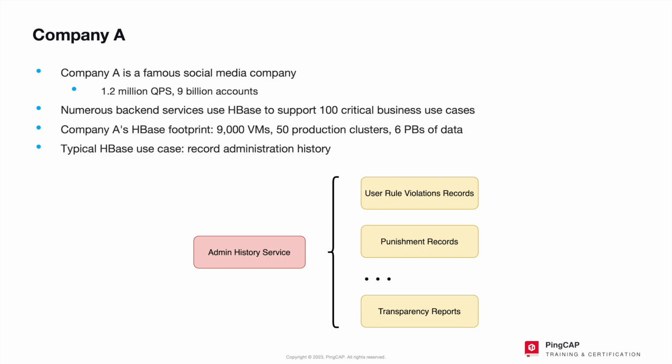One of the most typical HBase use cases is to record the administration history. The administration history records user rule violations, the subsequent actions taken against the user, and the timelines for each action. The support for transaction is necessary to prevent repetitive punishments and guarantee the accuracy of publicly available transparent report.